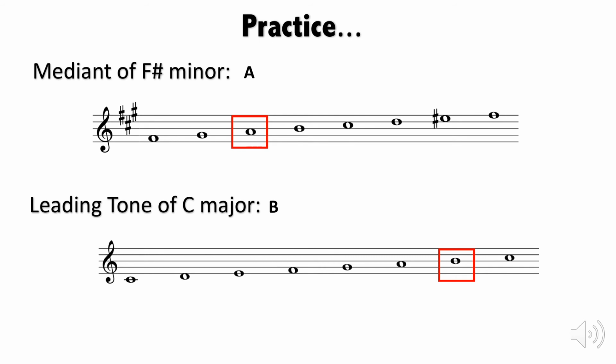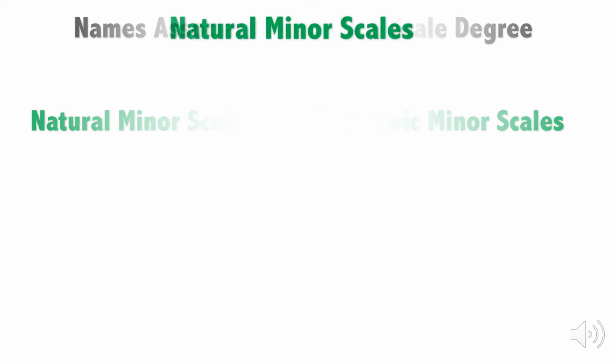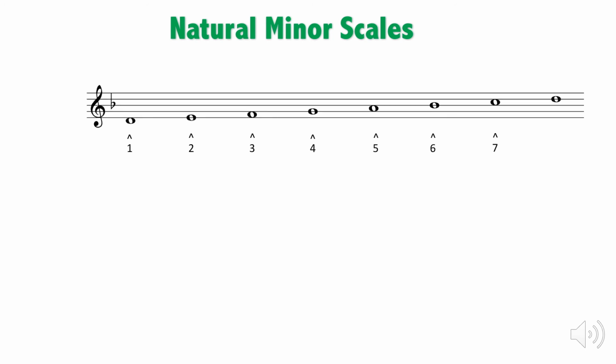So now we have covered the names for major keys, but what about for minor keys? One thing to be careful about here is that scale degree names can change because we have two different types of minors. We first have natural minor scales, and we also have harmonic minor scales. As you will see later, there will be some differences. So let's first deal with natural minor scales. Here's a very simple D minor with scale degrees labeled.